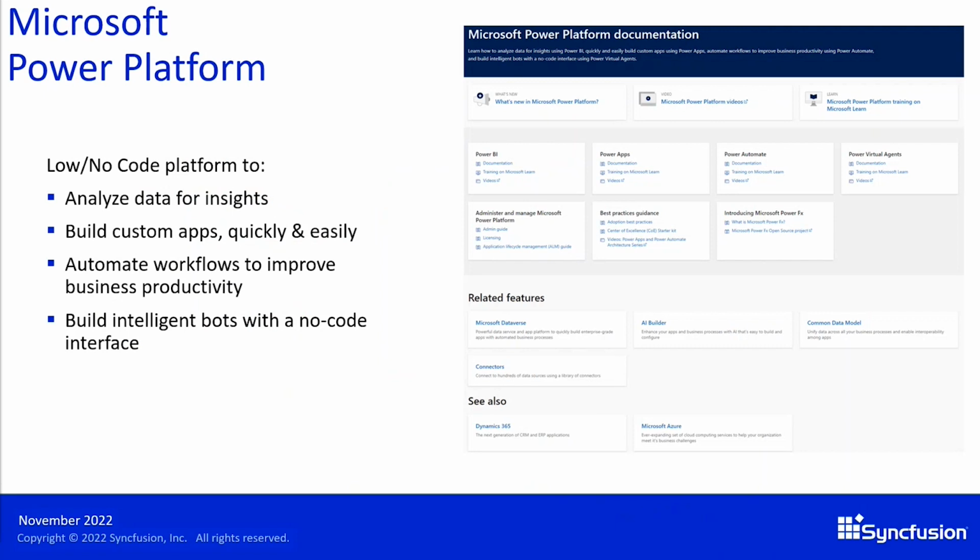So we will be using the Microsoft Power Platform that uses the cognitive services, and you can do different things. For example, you can analyze your data, build some custom apps really quick and easy, create different workflows, and even build intelligent bots with a no-code interface. In the past, I already had a webinar where we used the chatbots. So really, it's just an example of what you can build with the AI Builder.